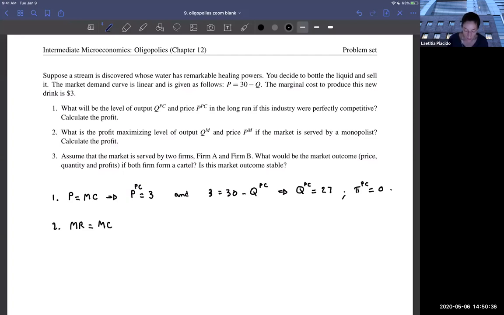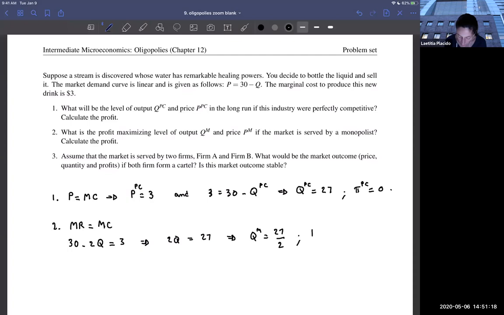Okay, so we have the demand curve. From the demand curve, we can deduce the marginal revenue. Okay, so marginal revenue, remember, you keep the same intercept and you double the slope. And this is going to be equal to marginal cost, which is 3. Okay. So you have 2Q equals 27, or QM equals 27 over 2. Okay, so that's the equilibrium quantity for the monopolist.